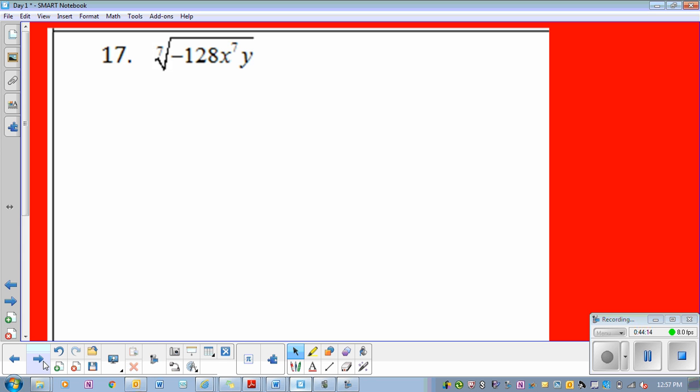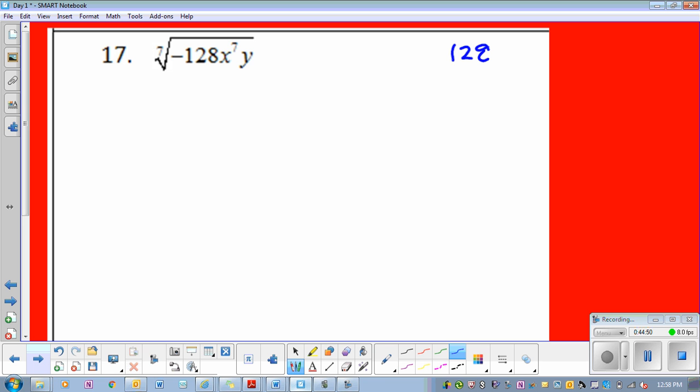All right, 7th root. That means I need groups of 7. So I have negative 128. Guys, remember what I said? If you have a negative number inside, but your root is an odd number, you're going to get a negative. If your root is even, that's when you're going to have i's and stuff. But it's a negative.